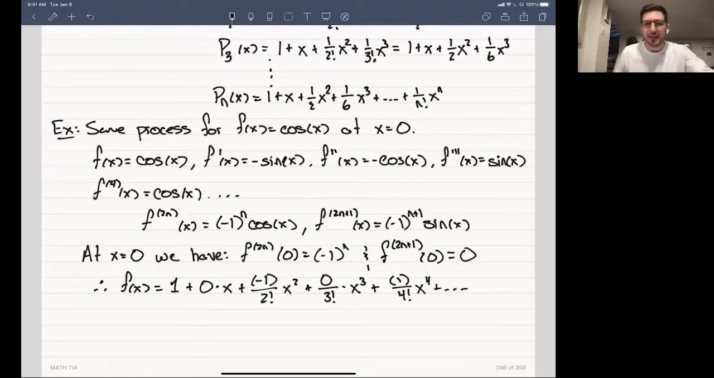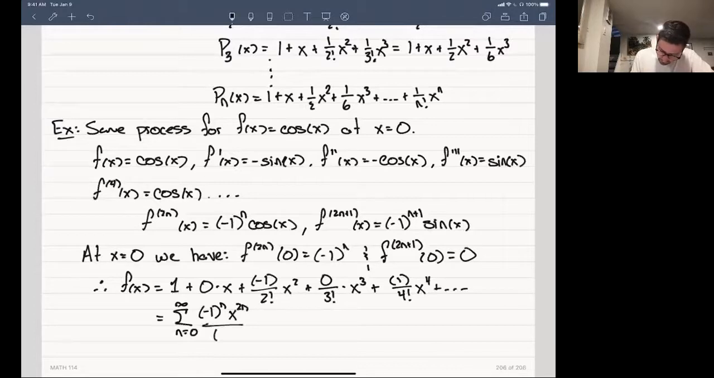And it takes a little bit of work, but you can write this thing compactly as the sum from n equal to 0 to infinity of minus 1 to the n. That is my alternating even derivatives, flipping back and forth between positive and negative. x to the even power 2n divided by 2n factorial.